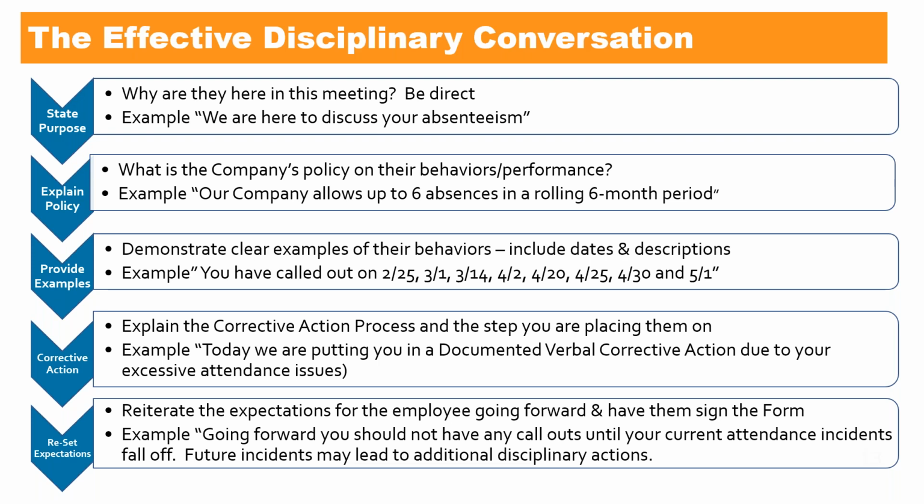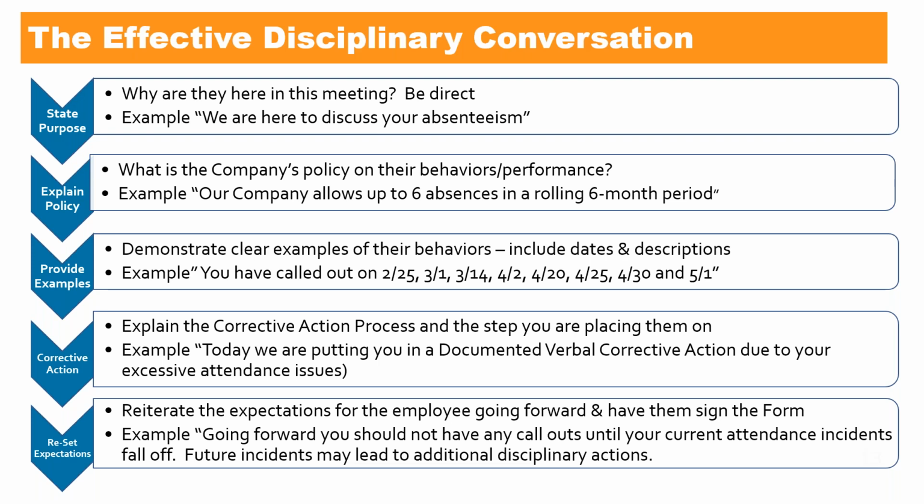And step 5 is resetting expectations going forward. During this portion, the manager must reiterate the expectations to the employee and have them sign the corrective action form, acknowledging that they have had the conversation and they understand these expectations going forward. For example, you could say something like, going forward, you should not have any call-outs until your current attendance incidences fall off. Future incidents may lead to additional disciplinary actions.